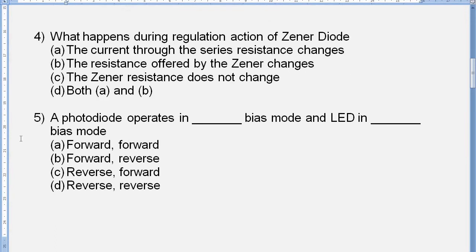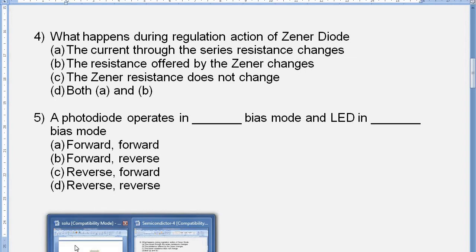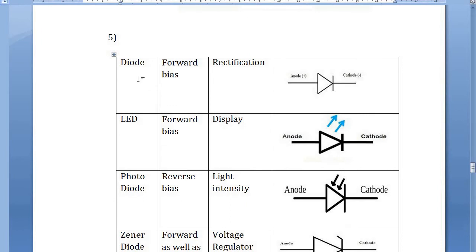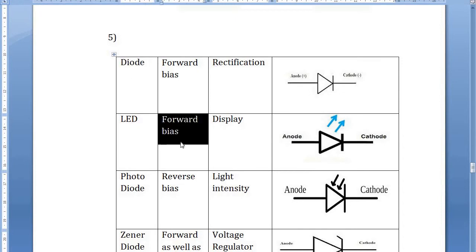Number 5: a photodiode operates in dash bias mode and an LED in dash bias mode. A photodiode is a special type of diode. LED is a light emitting diode, it is also a special diode. For these two cases, you can see this diagram. An ordinary diode works in forward bias, it is used for rectification, and this is the symbol. LED, light emitting diode, always operates in forward bias mode. It is used in display systems, and this is the symbol of an LED.